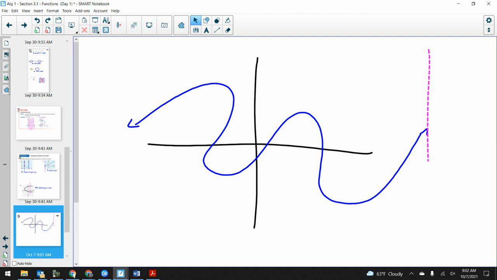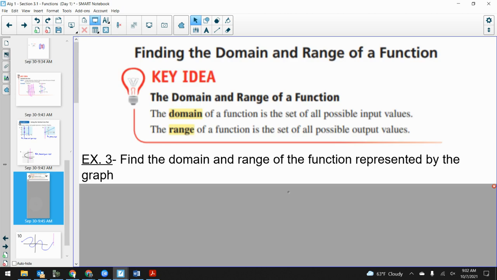Okay, the last thing we'll talk about is domain and range. The domain of a function is the set of all possible input values, and the range of a function is the set of all possible output values. And I kind of let the cat out of the bag. Input means x values. Go ahead and write this in. Output means y values. So when I ask you what is the domain, I'm asking what are the possible x values that I could plug into this equation. If I'm talking about the range, I'm asking what are the possible y values that I could have.